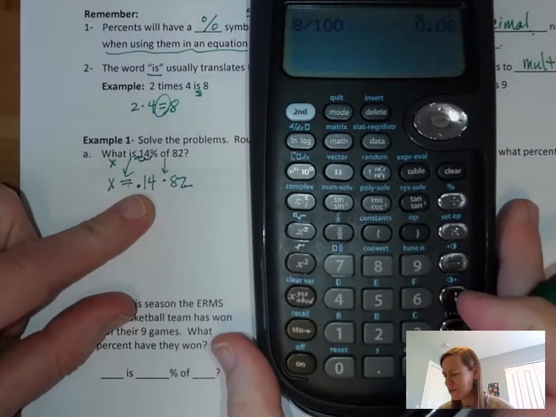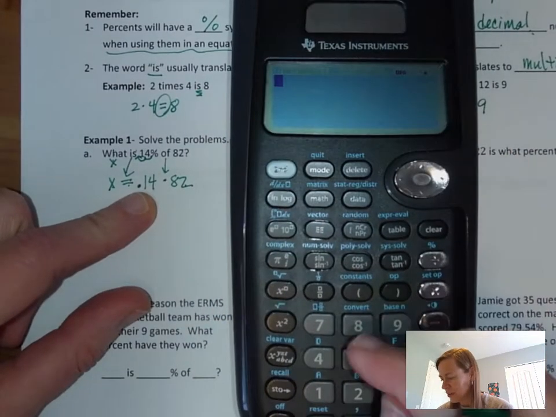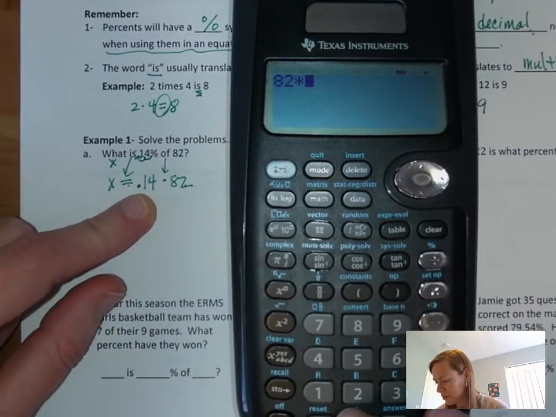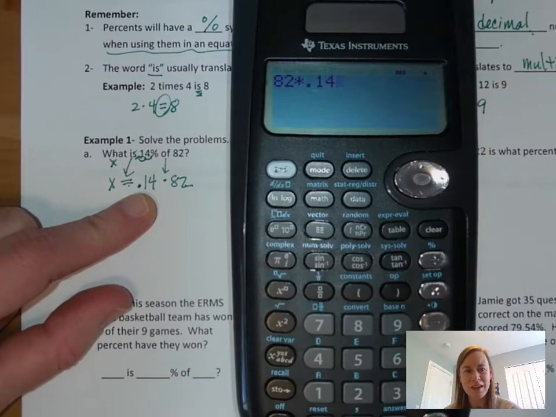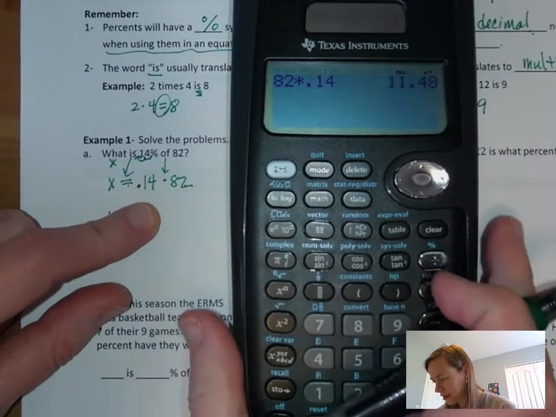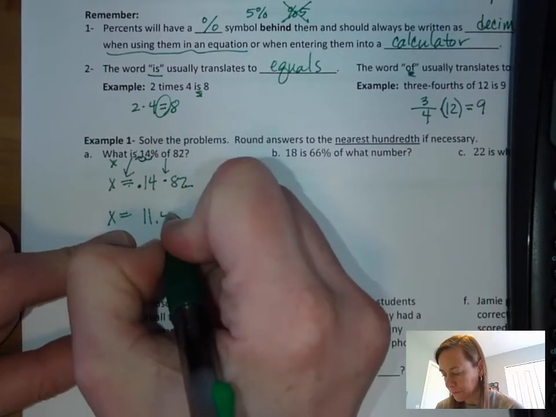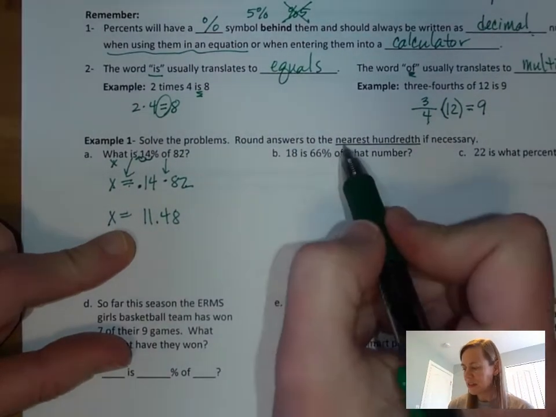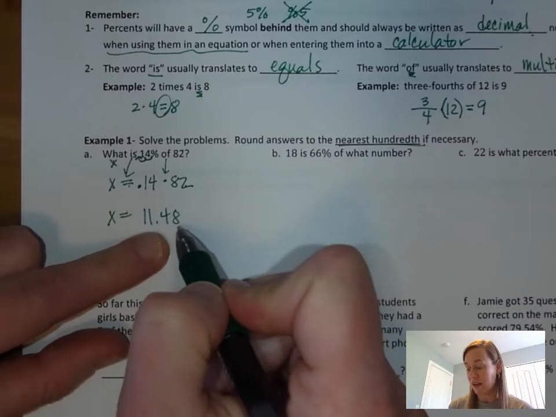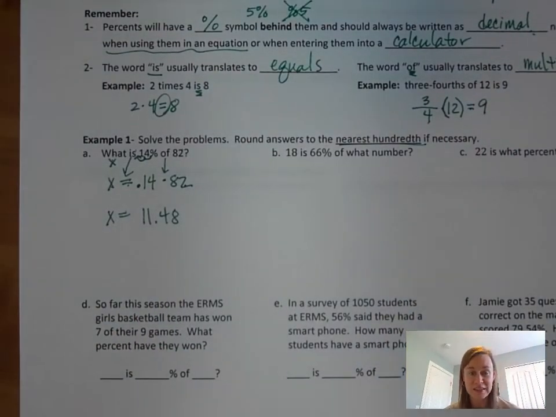And definitely do use calculators for this stuff. There's no need to spend all your time doing this multiplication by hand when we have good tools available to us. So I encourage you to do that. It looks like our answer is 11.48. And our instructions say round to the nearest hundredth, so this is a hundredth, so we don't need to round. We can leave it just like that.